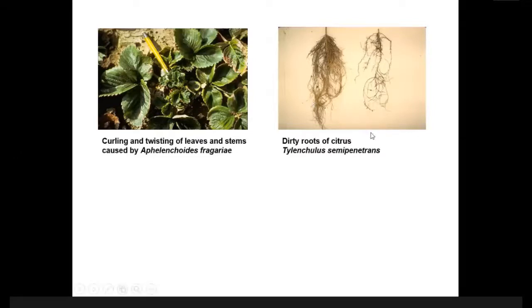And you can see that there is another nematode, Tylenchulus semipenetrans. Because of the attack of this nematode, the root becomes dirty. It looks like this one, hazy. You see here? So these are the symptoms of Tylenchulus semipenetrans.